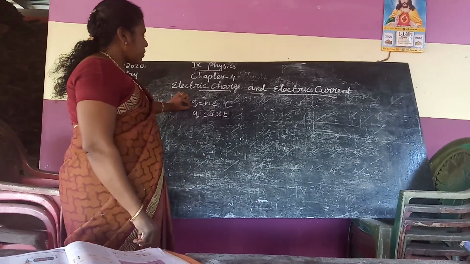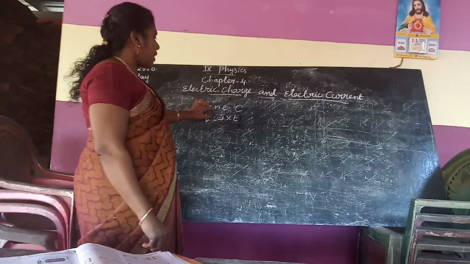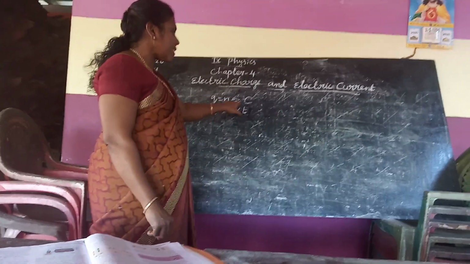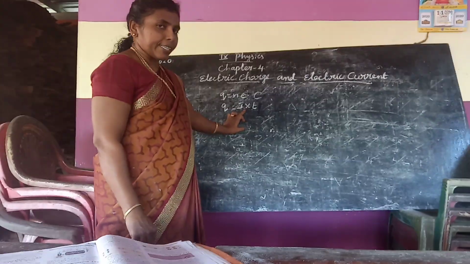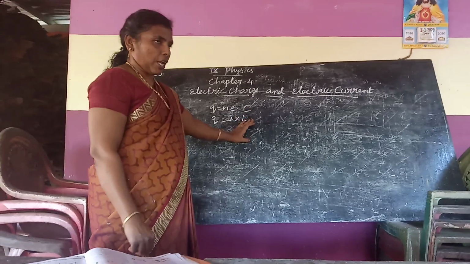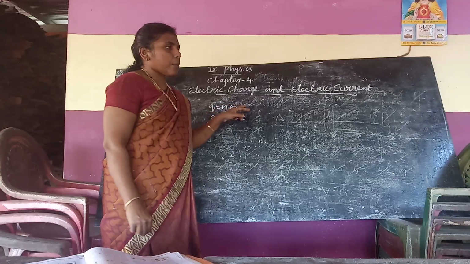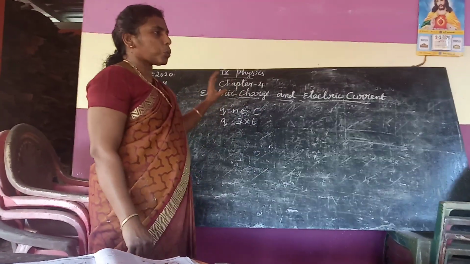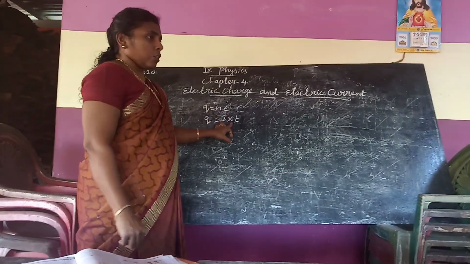What is Q? Q means electric charge. N is the number of electrons, E is the electron charge. Q is electric charge, I is electric current, and T is time. By using these two formulas, last class we learned how to do problems.